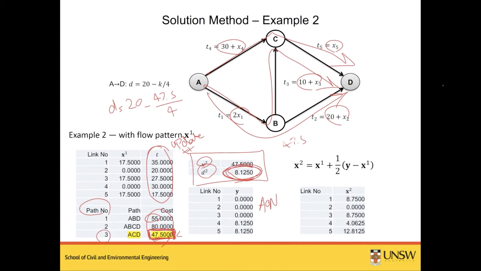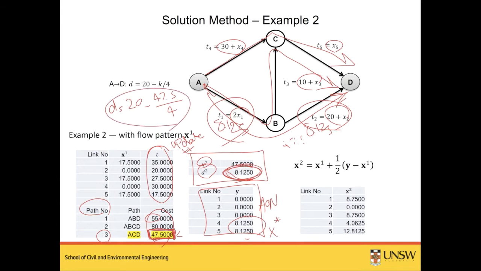So that means all of that demand, which is 8.125, uses this bottom path. So link flows would be: link 1 would be 8.12, link 2 would be 8.12, and the rest would be 0. So this is my x star when I do all or nothing assignment using the new demand that I get with the demand function.